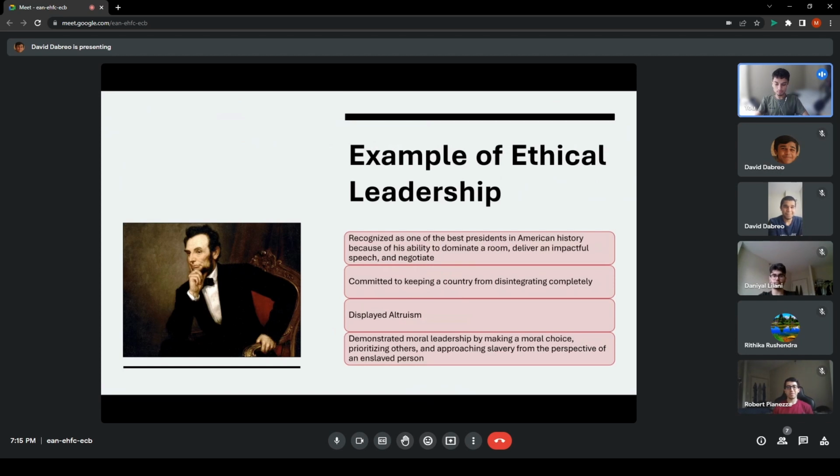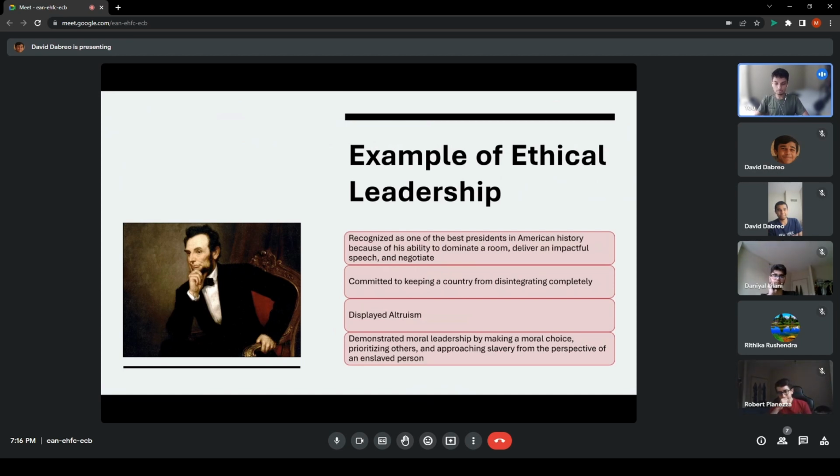Lincoln displayed something called altruism. He wanted to abolish slavery even if it meant a major pushback from a large portion of the country. He demonstrated moral leadership by making a moral choice, prioritizing others and approaching slavery from the perspective of an enslaved person. On the basis of a natural law, he effectively adopted critical thinking and ended slavery in America.